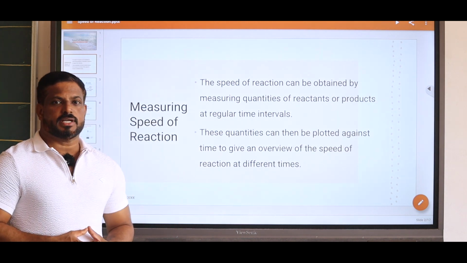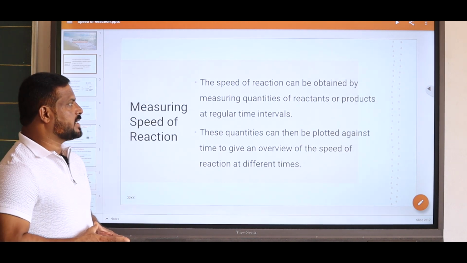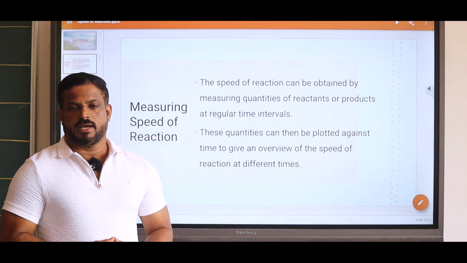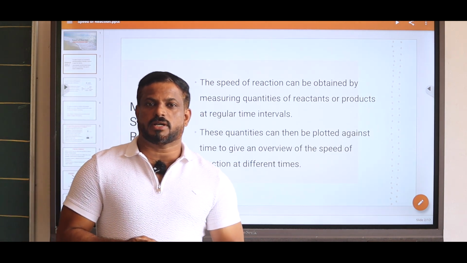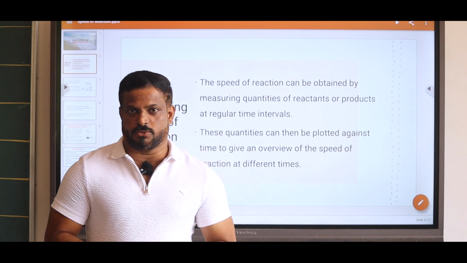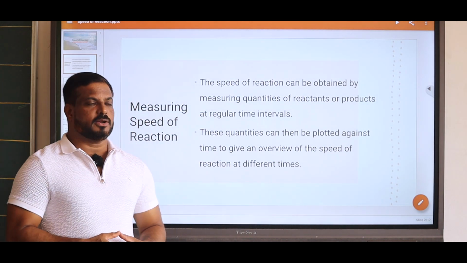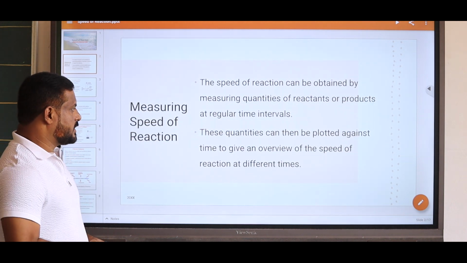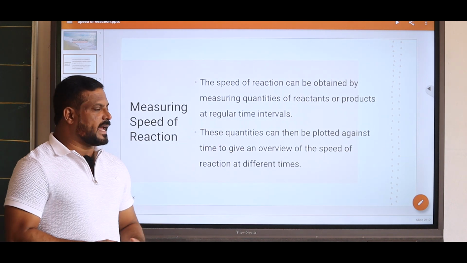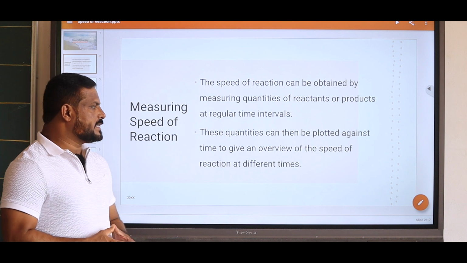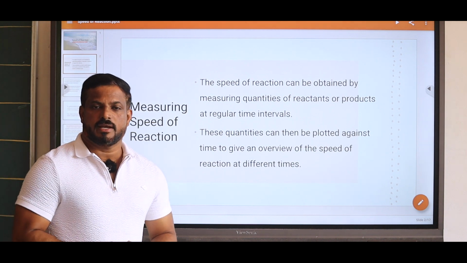The speed of reaction can be obtained by measuring quantities of reactants or products at regular time intervals. At regular time intervals, we look at the amount of reactants consumed or the products formed. Based on that, we can calculate the rate of reaction. These quantities can then be plotted against time to give an overview of the speed of reaction at different times.